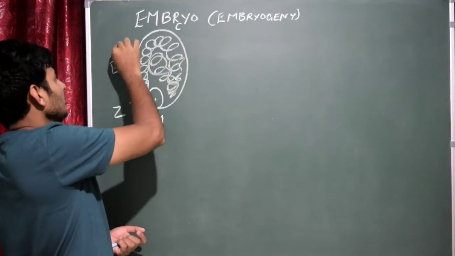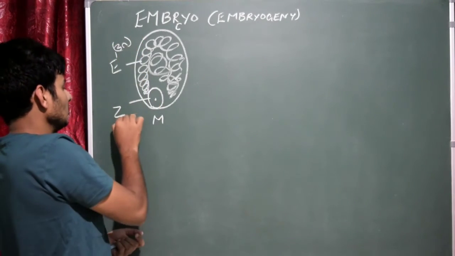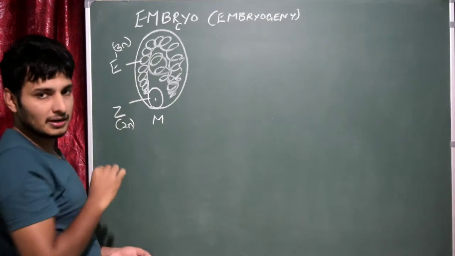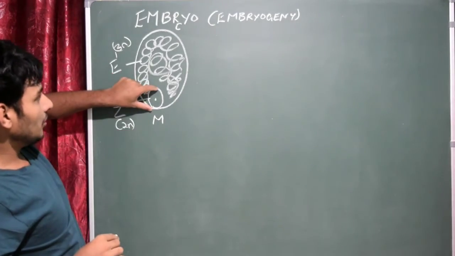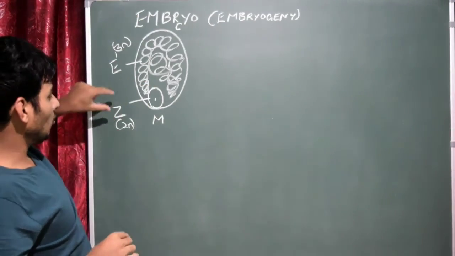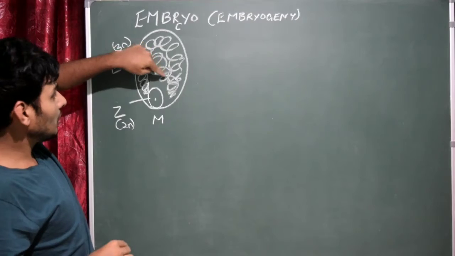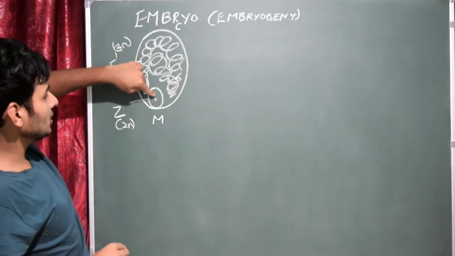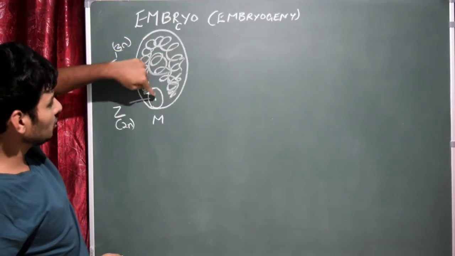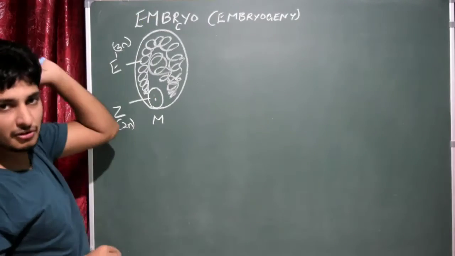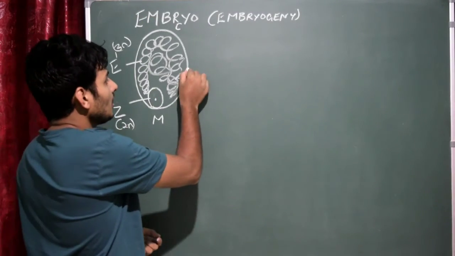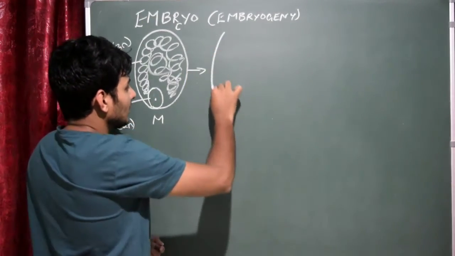So what is the ploidy of endosperm? 3N. Remember this. The ploidy of zygote is 2N. But I am going to explain about embryogenesis, so I need only zygote now. And remember why this endosperm is surrounding the zygote: because it has to provide nutrition to the developing embryo. Okay, so now I am going to draw the same diagram.